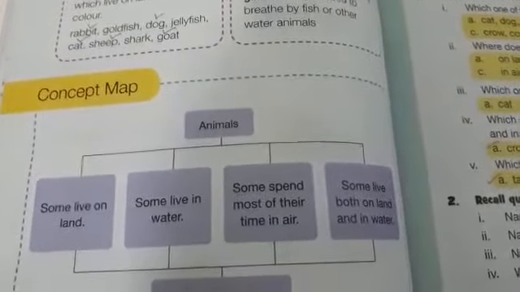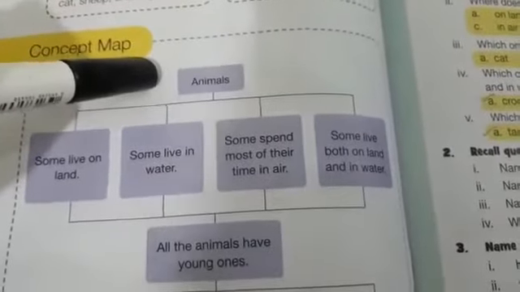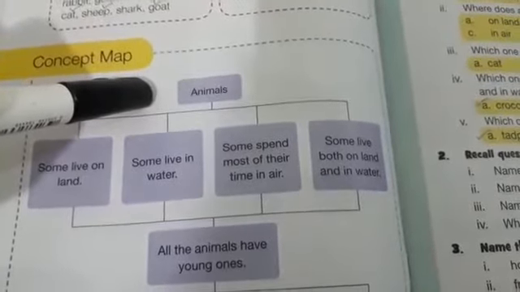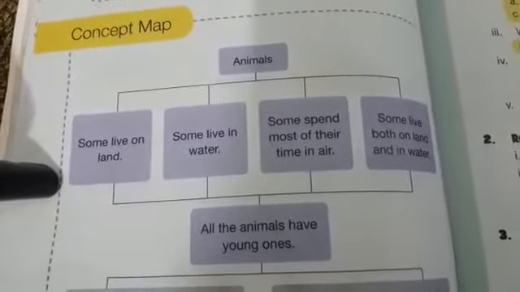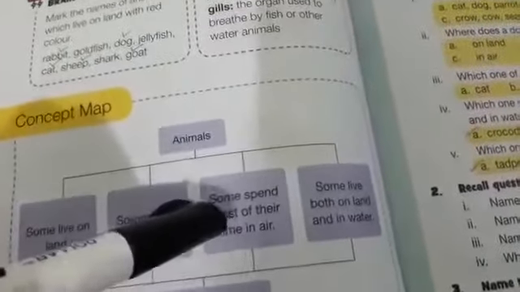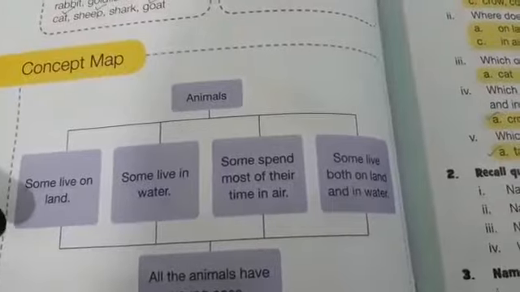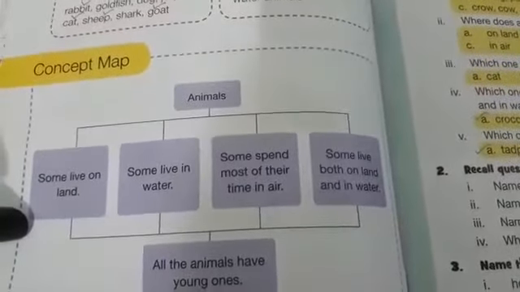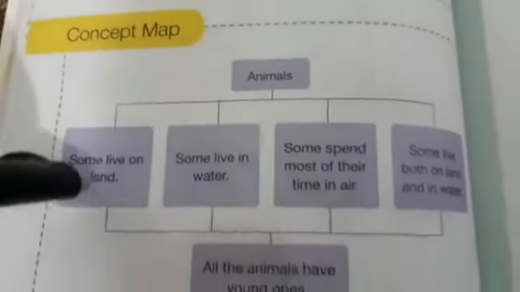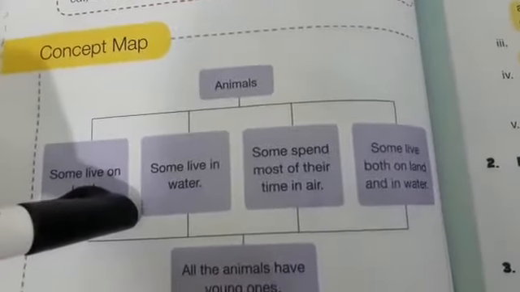Okay. There is a concept map about the full chapter which we have done. Firstly, we have read about the map. Animals means the topic or the chapter is about the animals or the kinds of animals. Some live on land, some live in water, some spend most of their time in air, and some live both on land and in water. In land animals we have read about rabbit, dog, cat, sheep, goat. These are all the land animals. And some live in water.